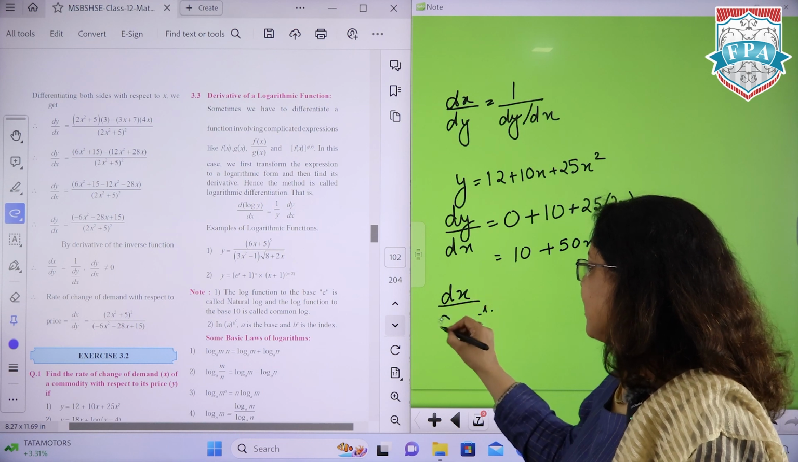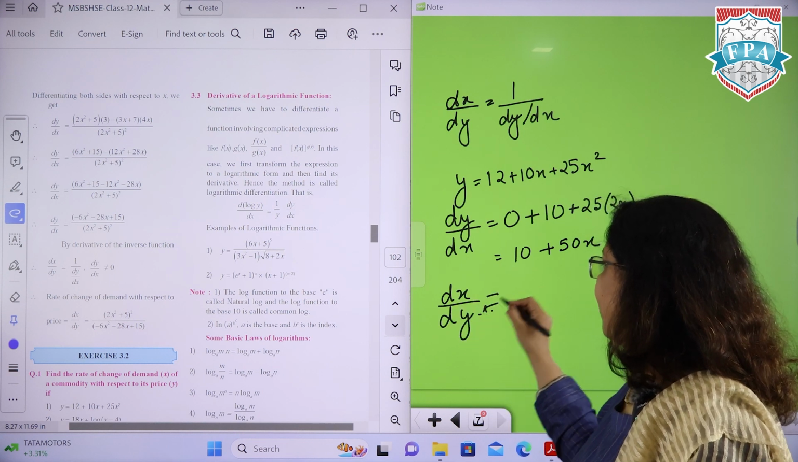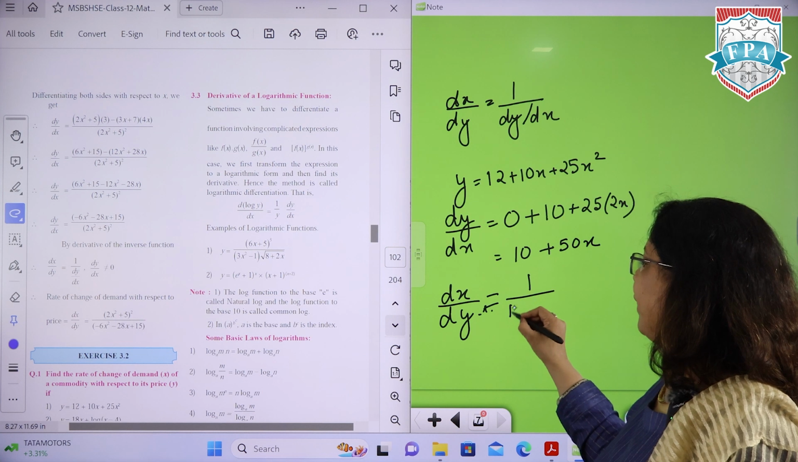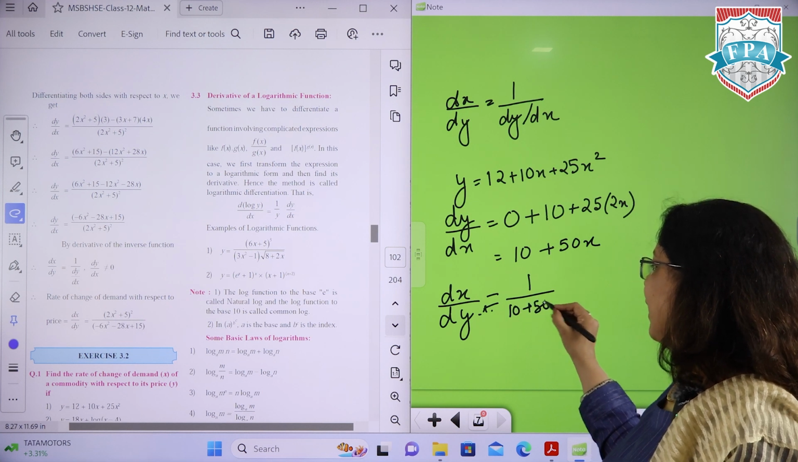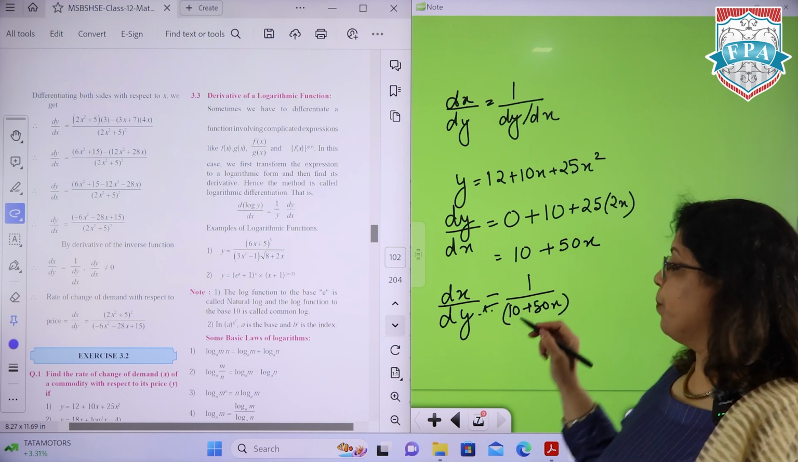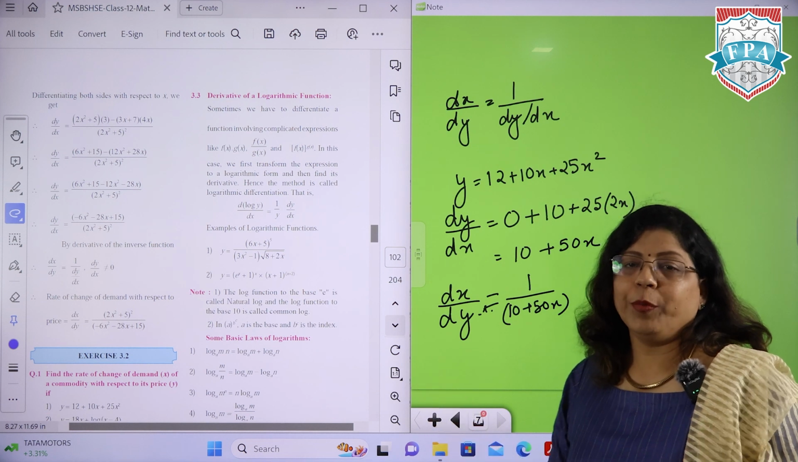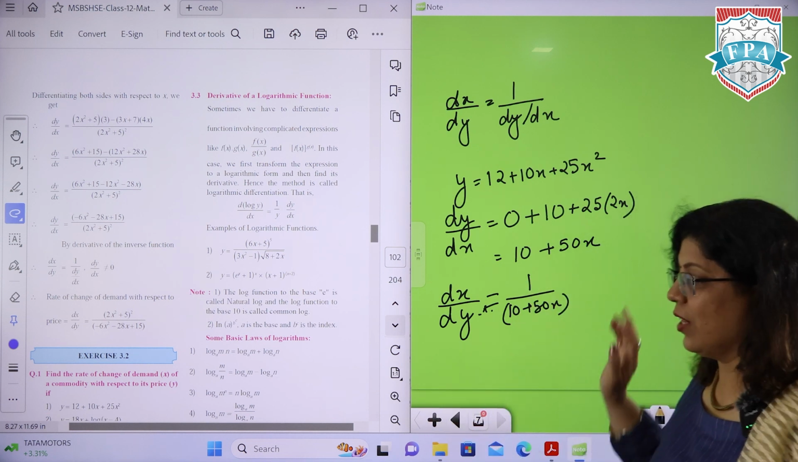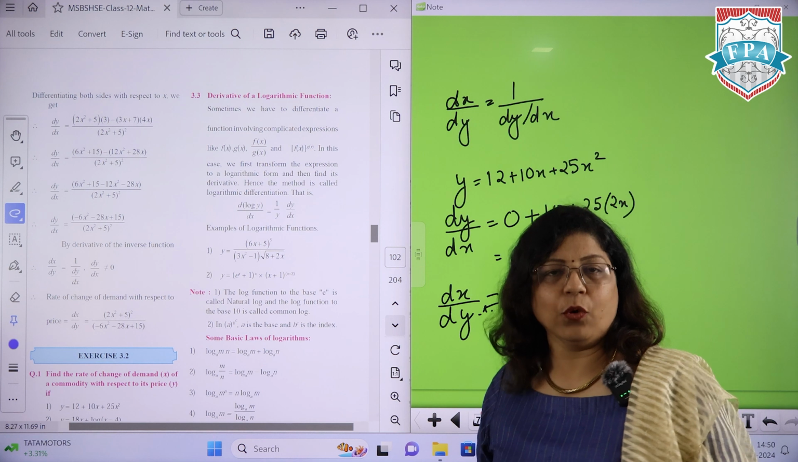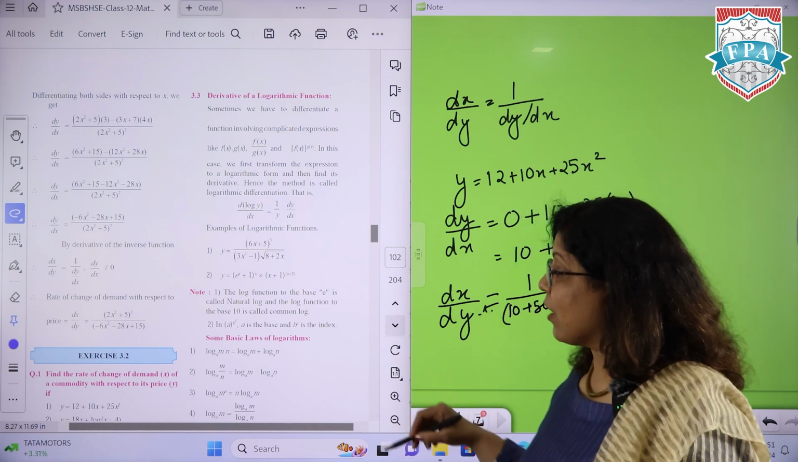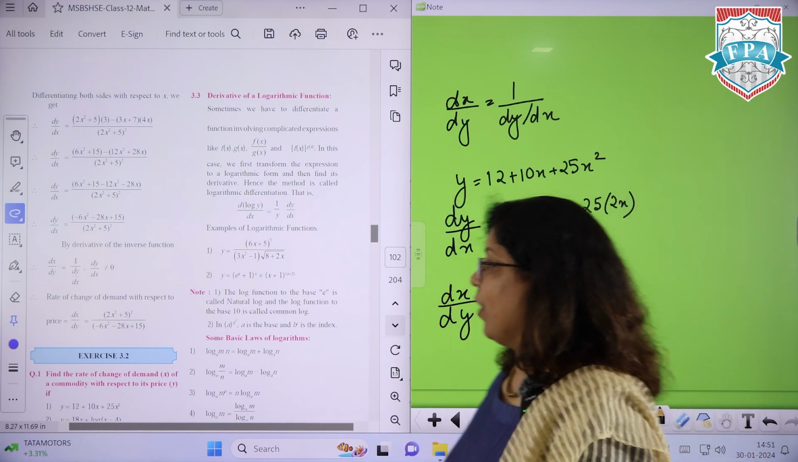When you have to calculate dx by dy, it will be written as 1 over (10 plus 50x). Please use brackets so that there won't be any misunderstanding about where is 10, where is 50, because it's one compiled thing over there. So this is actually your inverse function.